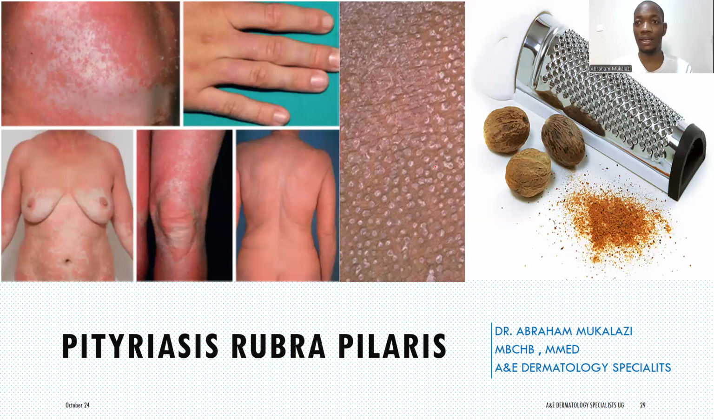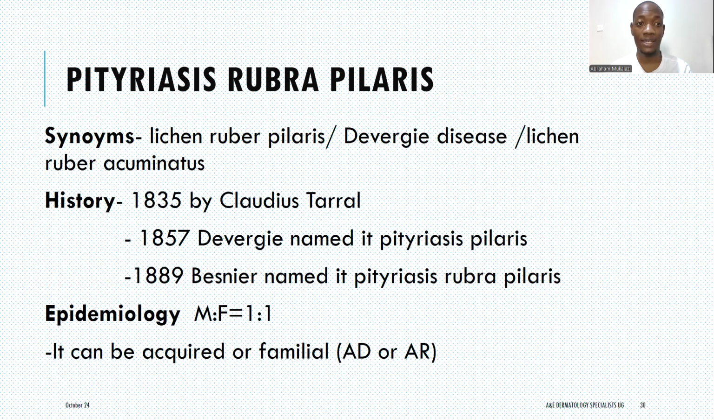And in the pictures that you see here, at least you should remember this grater. I think everyone has seen this before in usage at home, and we should remember these pictures. I'm going to explain why. So Pityriasis rubra pilaris is one of the conditions that we see under psoriasis, and it has been given other names, including lichen rubra pilaris or Devergie disease, or lichen ruber acuminatus. Depending on the literature that you're reading, you will find these other synonyms or names that have been given to this condition. So remember, at least Devergie disease is also the same as Pityriasis rubra pilaris.